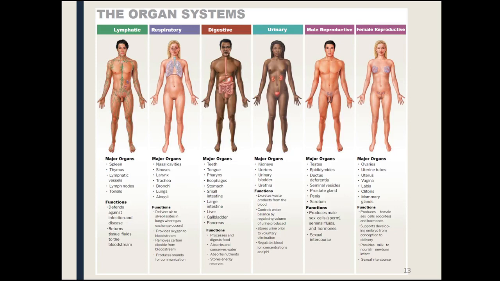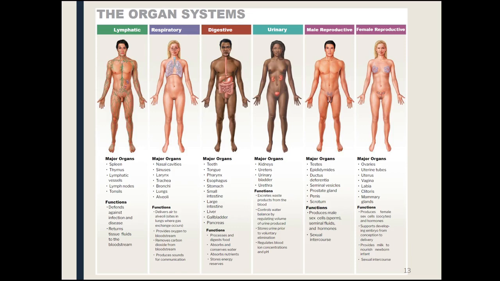Lymphatic system, we want to think also as the immune system. It's going to defend against infection and disease, returns tissue fluids to the bloodstream. This is going to include our spleen, thymus, lymphatic vessels, lymph nodes, and tonsils.